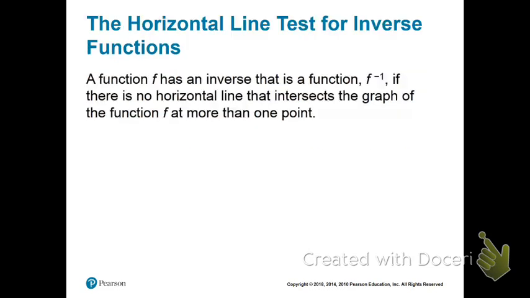All right, so first we talk about the horizontal line test. It says a function f has an inverse that is a function if there is no horizontal line that intersects the graph of the function f at more than one point.